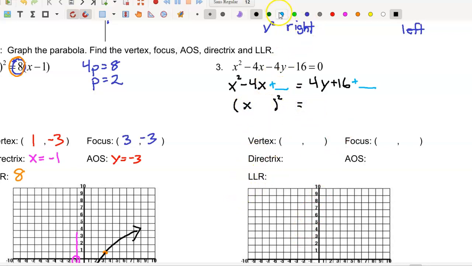Okay. So what is the number that completes the square? Half of -4 is -2. -2 squared is 4. Add that to both sides like always. Now we have an (x - 2)² equal to a 4y plus 20. Those two combined.